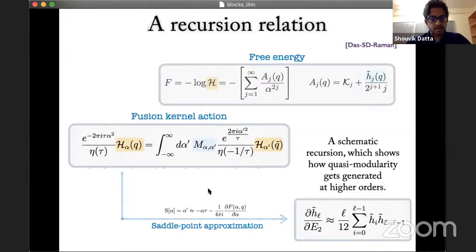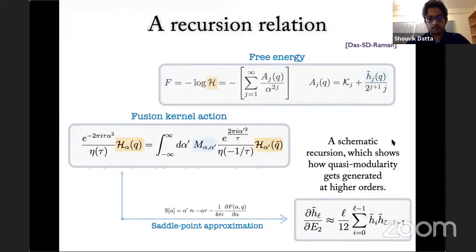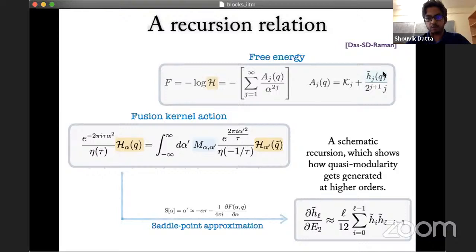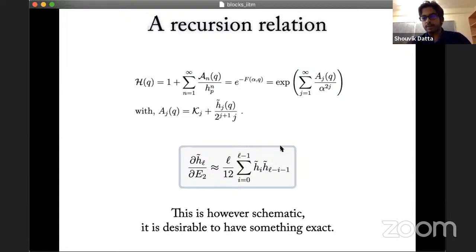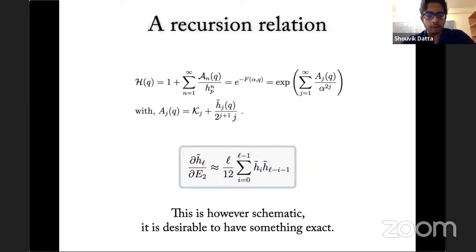What one sees is that there is a saddle, and this integral can be evaluated using a saddle point approximation. There is a recursive structure for these edges, and these edges have the Q dependence sitting over here. For the Q-dependent piece, there is a recursion relation which comes about in the saddle point approximation. But this is something which is approximate and not perfectly obeyed, and it is desirable to have something which is exact.